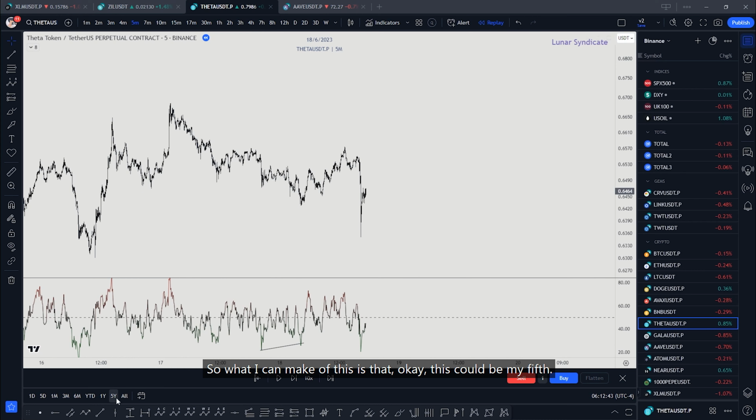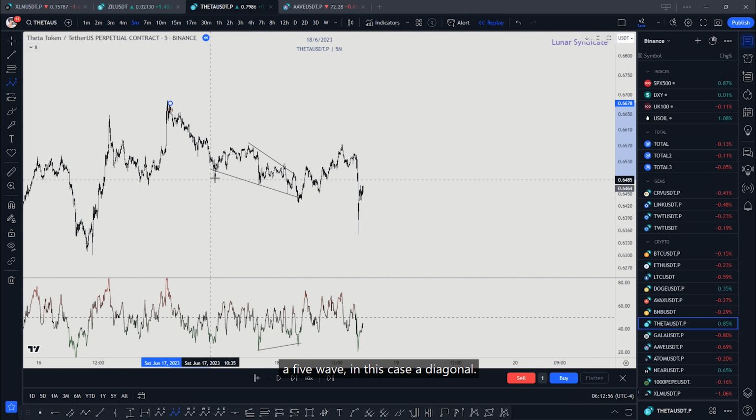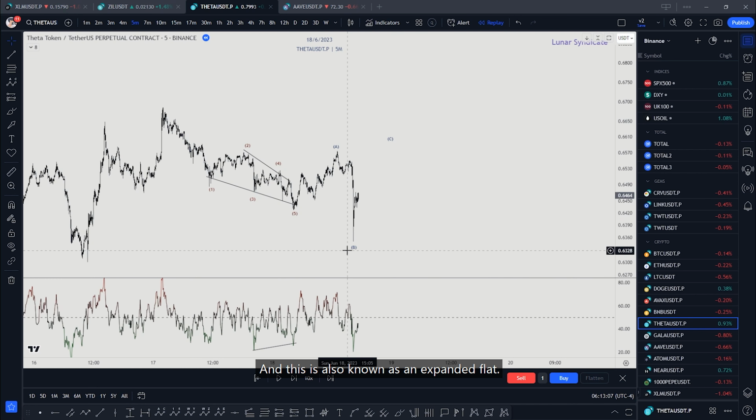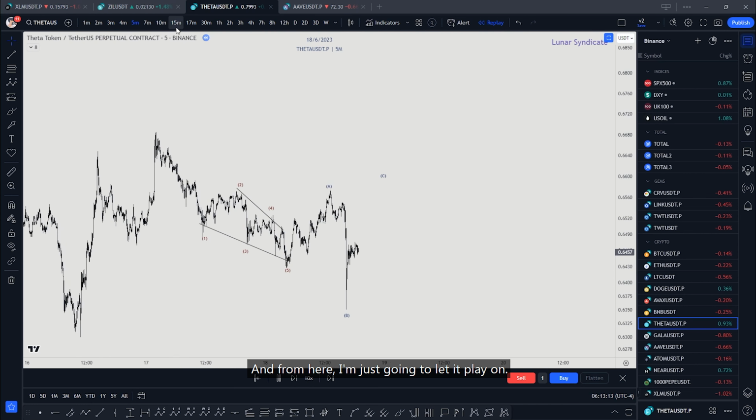So what I can make of this is that, okay, this could be my fifth. And with that in mind, I would try to count this structure up until this divergence as a 5-wave, in this case a diagonal. And what that would make of the next structure is a 3-wave structure. And this is also known as an expanded flat. And from here, I'm just going to let it play on.